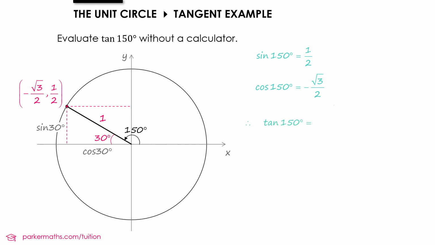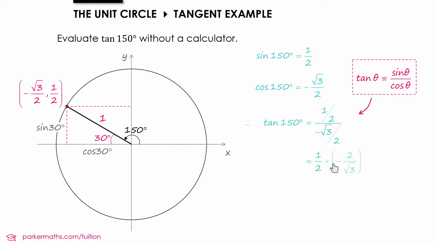So to find tan of 150 degrees, we can use our identity, tan theta is sine theta over cos theta, to get sine theta on the numerator, which is a half, and cos theta on the denominator, negative root 3 over 2. To simplify this fraction, we can consider dividing by negative root 3 over 2 to be equivalent to multiplying by the reciprocal. So we end up with 1/2 multiplied by negative 2 over root 3. Then we can multiply the numerators, multiply the denominators, and we get negative 1 over root 3.